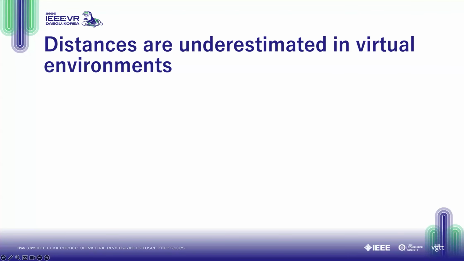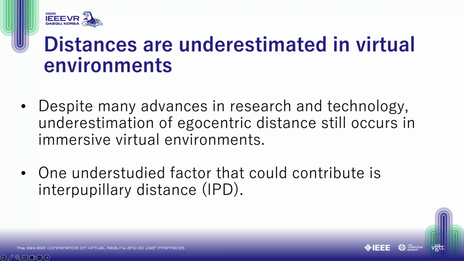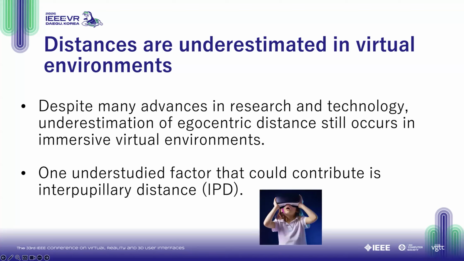I'm sure many of you have heard a talk at VR on distance compression at some point. And despite our best efforts in advancing both research and technology, this underestimation is still observed in most studies. An important factor that we may have overlooked is interpupillary distance, or IPD. In fact, IPD is an even more important factor to consider in the context of accurate perception in VR, given the growing number of users that are engaging with VR who don't fit the standard settings for interpupillary distance ranges for our devices. Think kids or those with smaller statures.